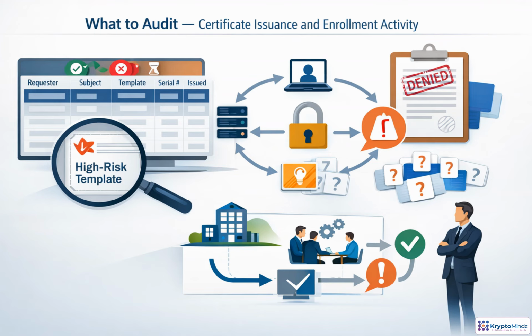Think of certificate issuance as account creation for your PKI, and you want full visibility into who gets what and when. Audit every issued certificate by requester, subject, template, serial number, and time. Then flip the view. Failed, pending, and denied requests often reveal attackers probing the system or broken business processes. Pay special attention to high-risk templates and verify that enrollment activity actually matches real workflows and approved owners.